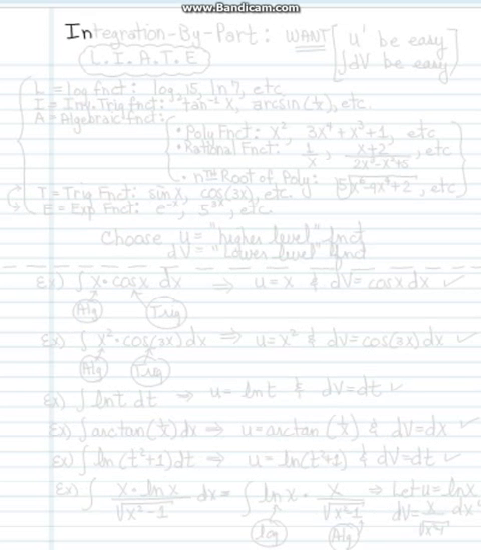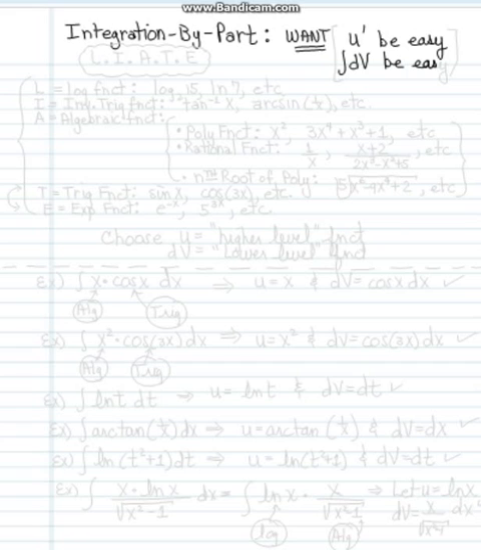Integration by parts. Sometimes we have trouble deciding what's going to be u and what's going to be dv. Well, here's what we want. We want u prime to be easy to find, and we want the integral of dv to be easy to find. So that's the goal.